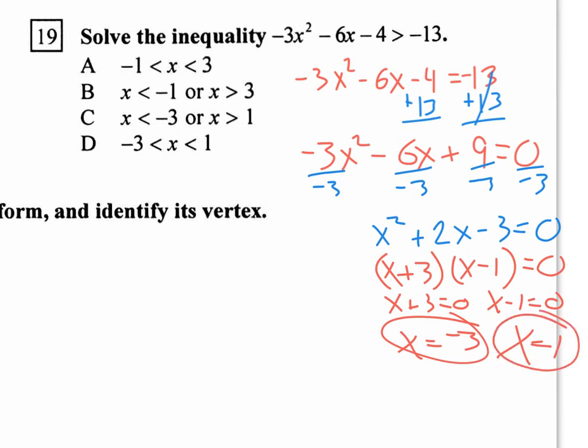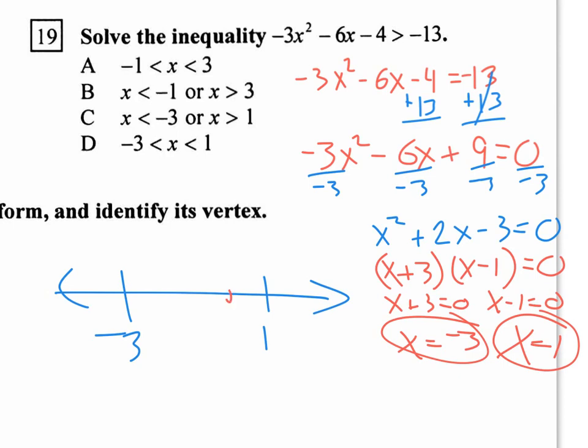However, these are not answers. They're only critical values. You need to go to a number line and put them on a number line. Put the negative 3 on the number line, the positive 1 on the number line, and you have to test values. Which number would you guys like to test?